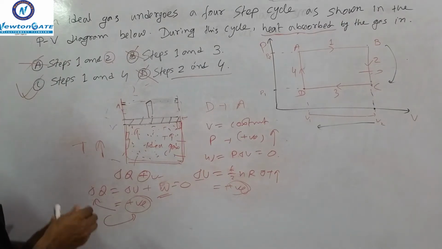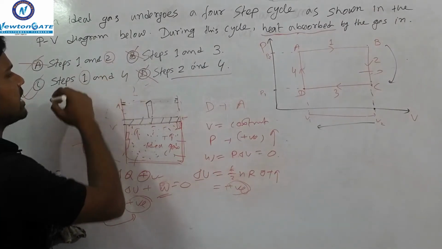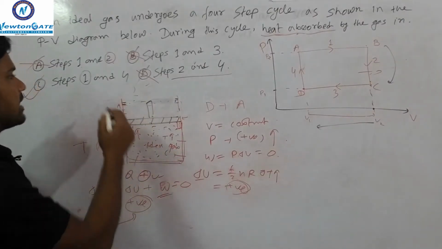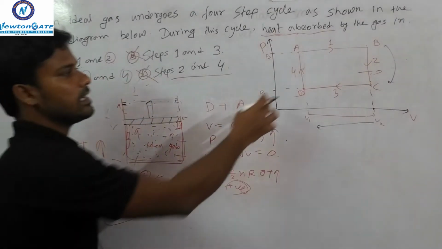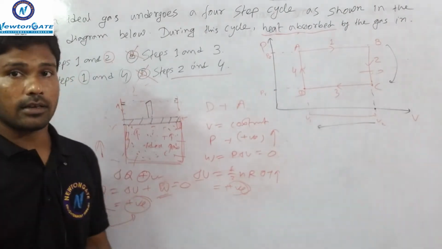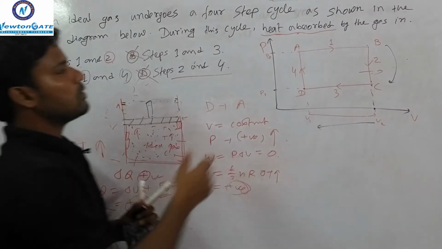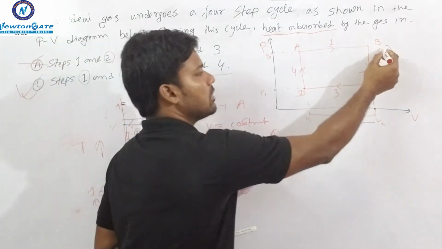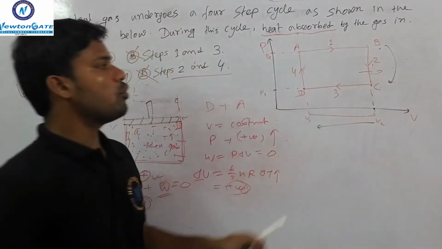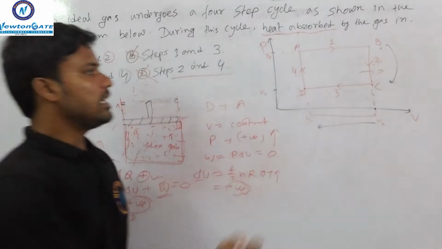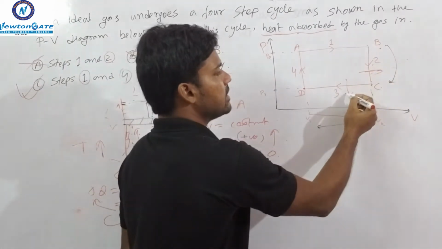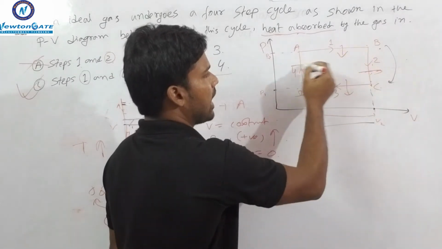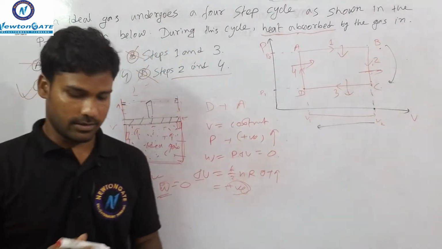So option C is the right answer because in step 1 you can see here the heat is absorbed by the gas, and in step 4 also the heat is absorbed by the gas. अगर क्वेश्चन में ये होता कि heat is rejected by the gas, so in process B to C in step 2 and in step 3 only, in these two processes heat is rejected by the gas, and in processes 1 and 4 heat is absorbed by the gas, right?